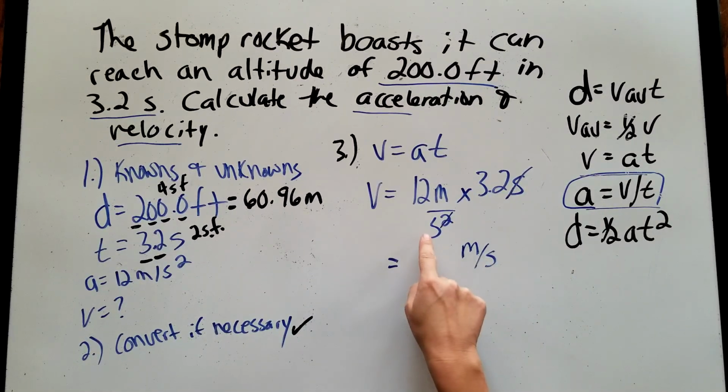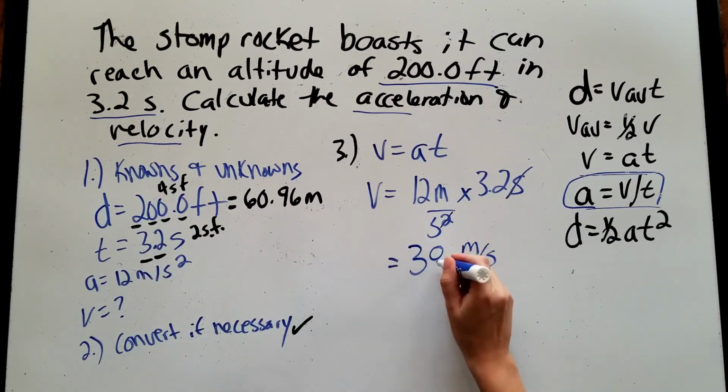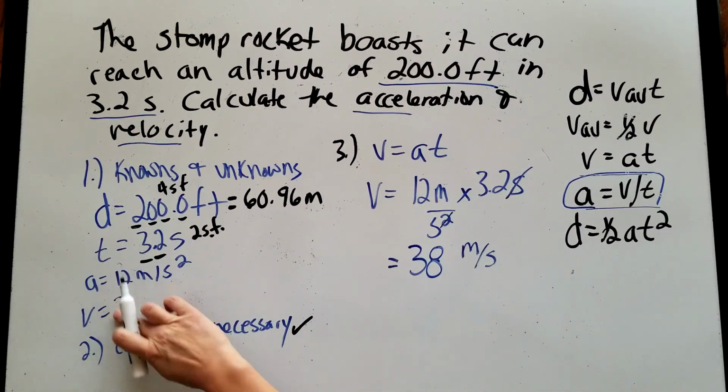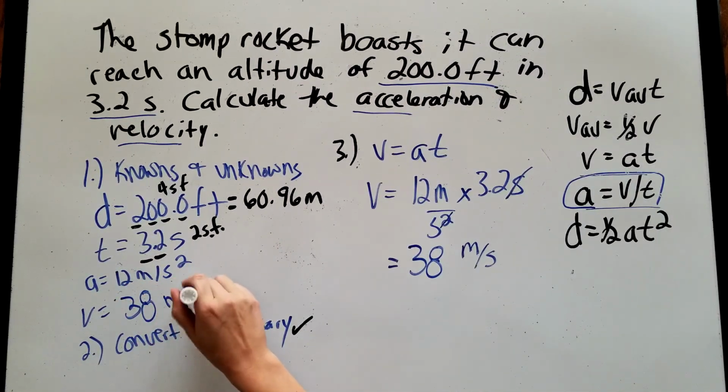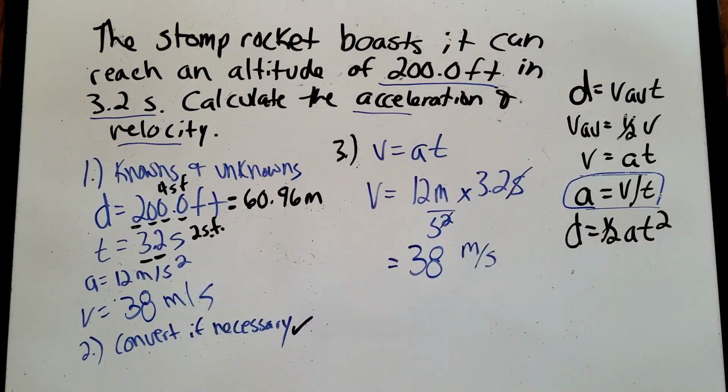So when I take 12 and multiply it by 3.2, I get 38.4. And I only want 2 sig figs, so I'm going to keep it at 38. So that stomp rocket is really flying, going fast, 38 meters per second. So that is how you do that guy.